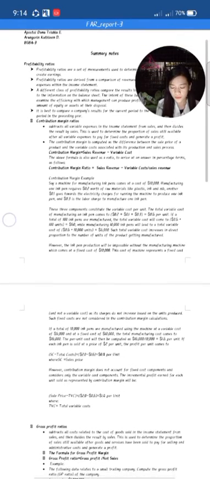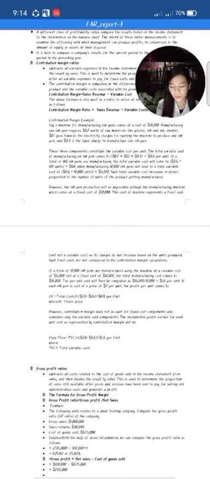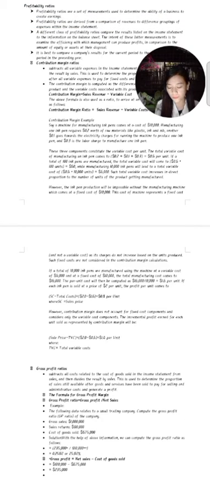So, if a total of 100 ink pens are manufactured, the total variable cost will come to 0.6 times 100 units, which equals $60. While manufacturing 10,000 ink pens will lead to a total variable cost of 0.6 times 10,000 units, which equals $6,000. Such a total variable cost increases in direct proportion to the number of units of the product being manufactured.